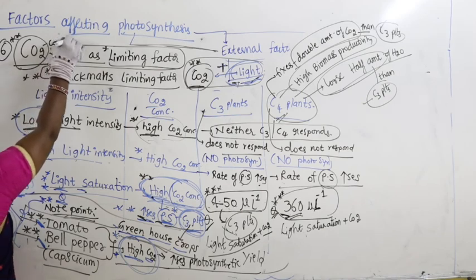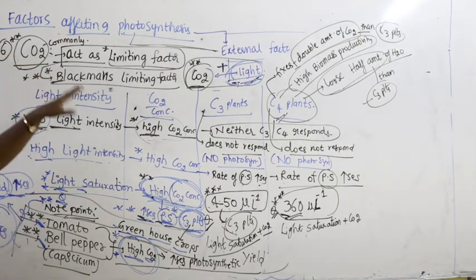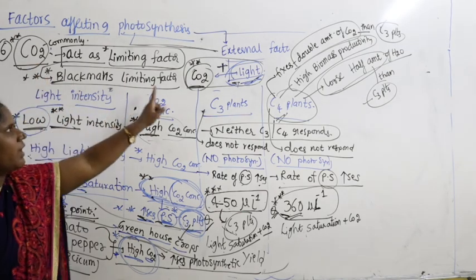According to Blackman, carbon dioxide is the most important factor and it very commonly acts as a limiting factor. Meaning water: when there is not much water, photosynthesis stops. When there is not much oxygen, photosynthesis stops. At that time water acts as a limiting factor, because with no water, even if light and carbon dioxide favor, photosynthesis stops. But most commonly, carbon dioxide acts as a limiting factor, and that is explained by Blackman's limiting factor.